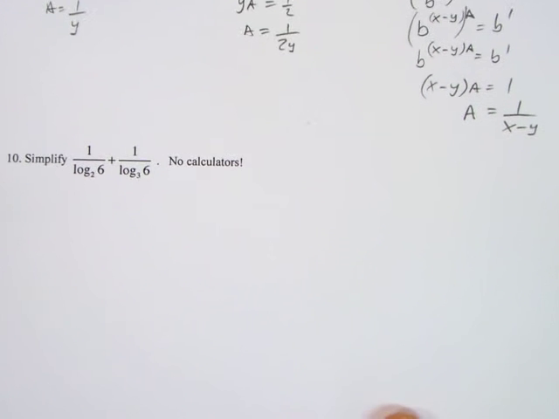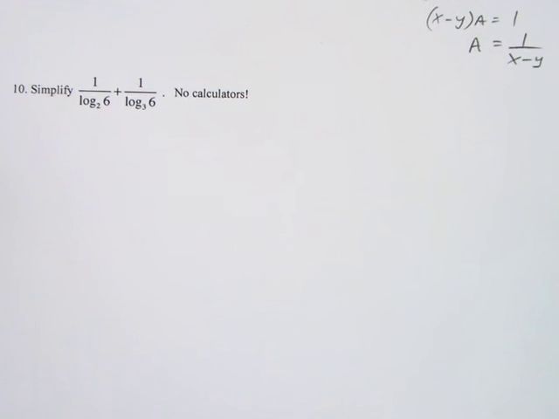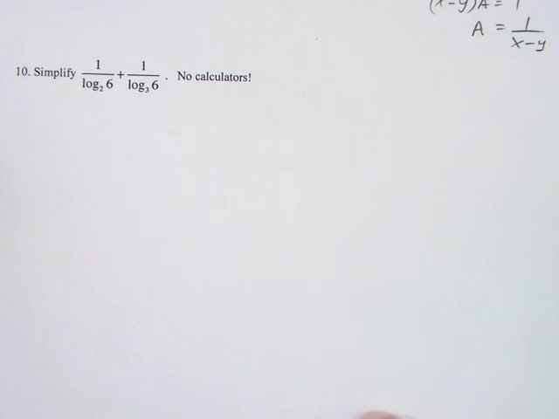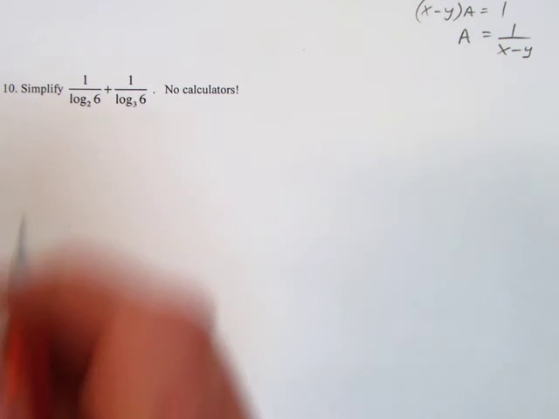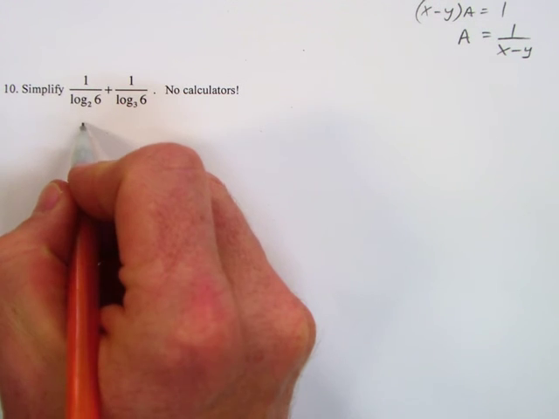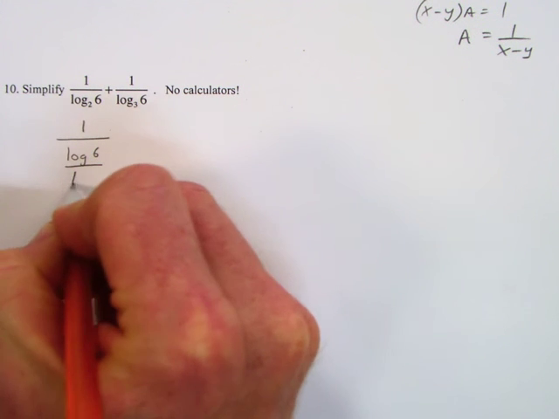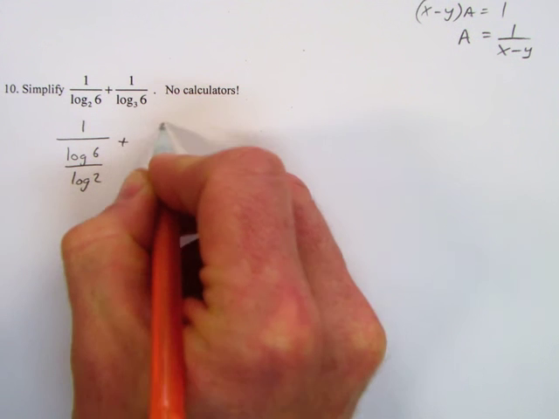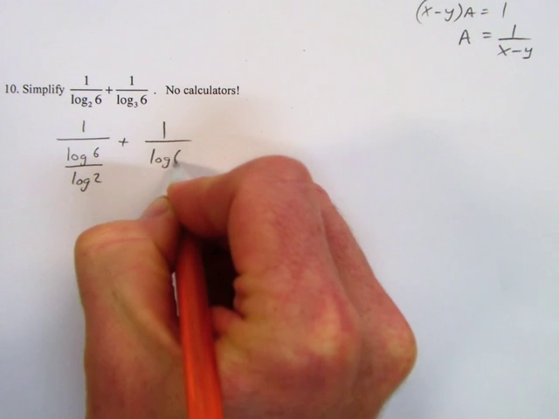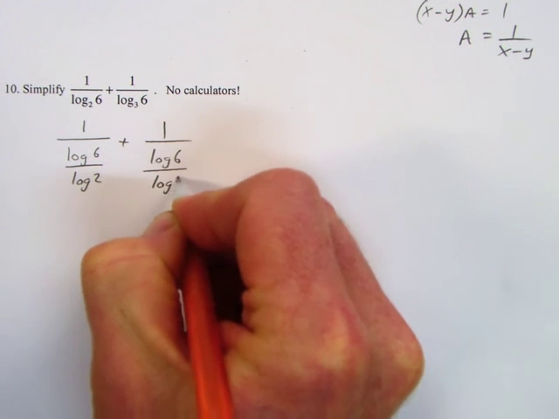And the last one, on this one, there are so many different ways you can approach it. But one way is to use the change of base. We could say that this is log of 6 divided by the log of 2 plus 1 over the log of 6 divided by the log of 3.